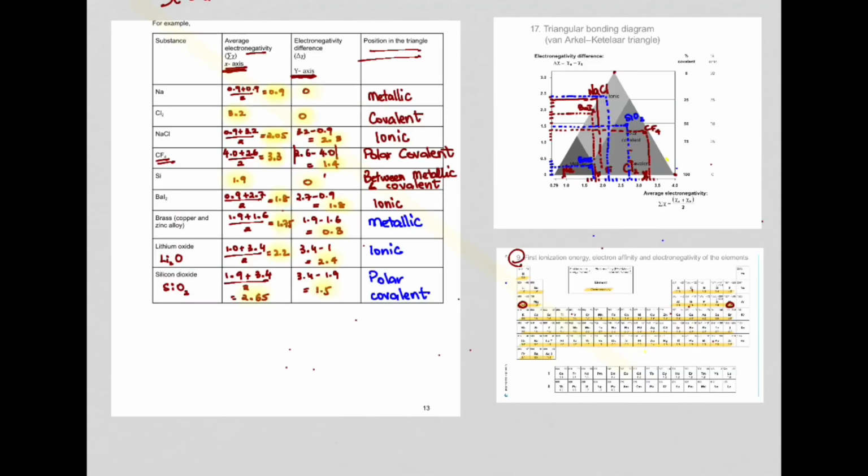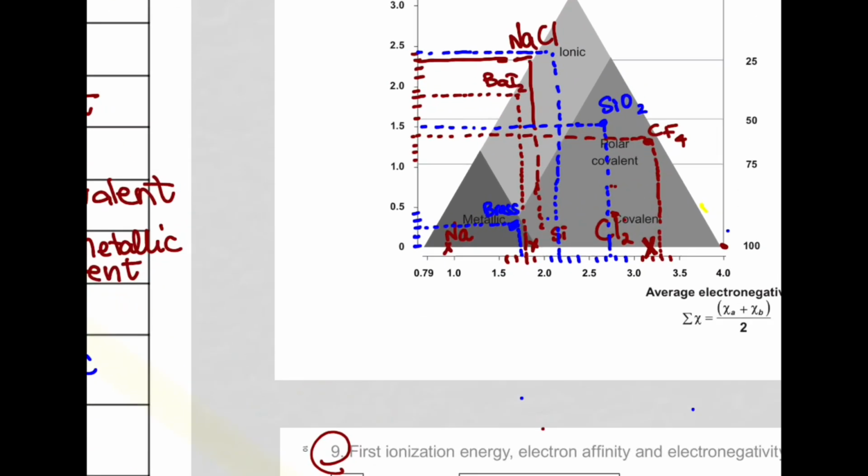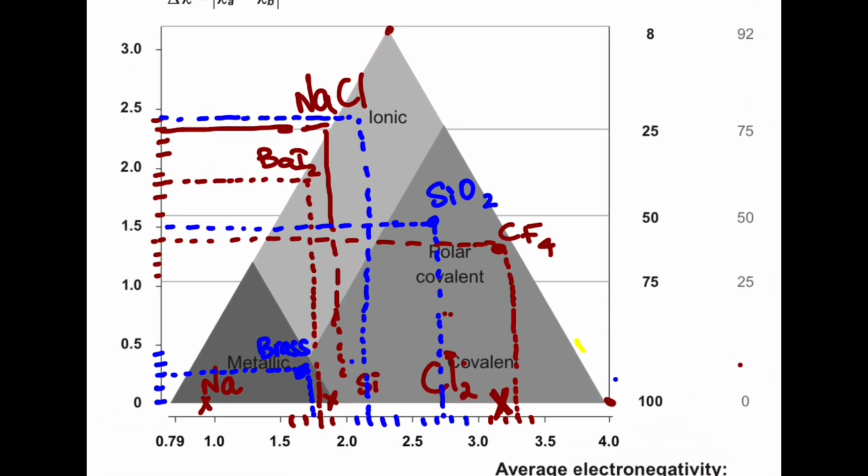So verify your answers. And I have used my bonding triangle. You will see here, I have found the positions of each of these compounds as accurately as possible, and I have used little graduations when the values are in between. So I match the x-axis and the y-axis.